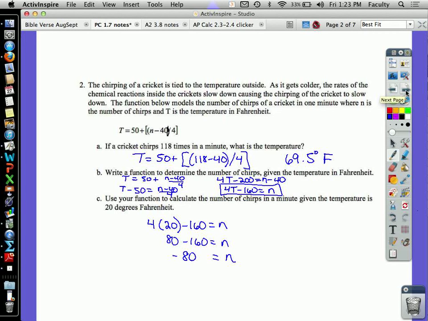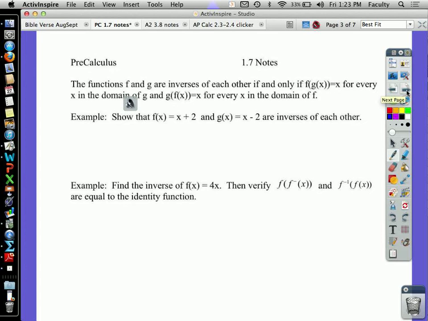So before I go on to our page that's going to be our regular notes, what I want to point out by these two examples is that when you have a word problem, and in this case we had temperature and number of chirps, if it solves for temperature and I want to do the inverse, I just solve it for n. Okay, in word problems, if you're trying to find the inverse, you just solve for the variable. You don't do anything else. So go ahead now and find your 1.7 notes.